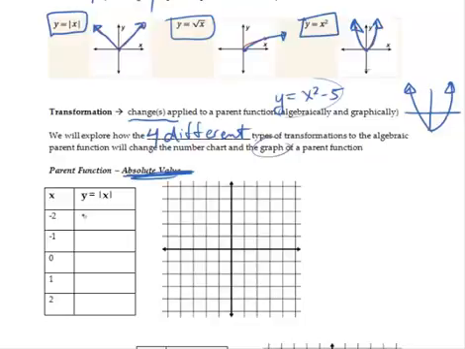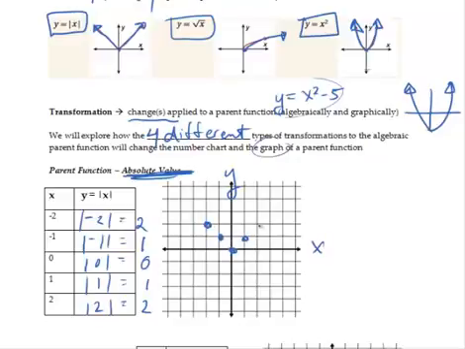So first, here's the parent function. There's no changes. Let's plug in our values. And remember, when you have an absolute value of a number, it takes whatever that number is and turns it into a positive. So negative 2 becomes positive 2, negative 1 becomes positive 1, 0 stays 0, 1 stays 1, and 2 stays 2. So when we graph these, and we connect the dots. That's our high V, or the absolute value shape.